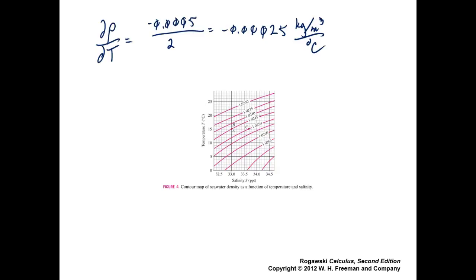Let's do the second one, which is asking for change of density per change of salinity. Here, we use the change of salinity and the change of density from here to here. That's going to take a little more of an approximation. So your change of density is from 1.0250 to 1.0245, so that's a positive 0.0005. Do you see that?